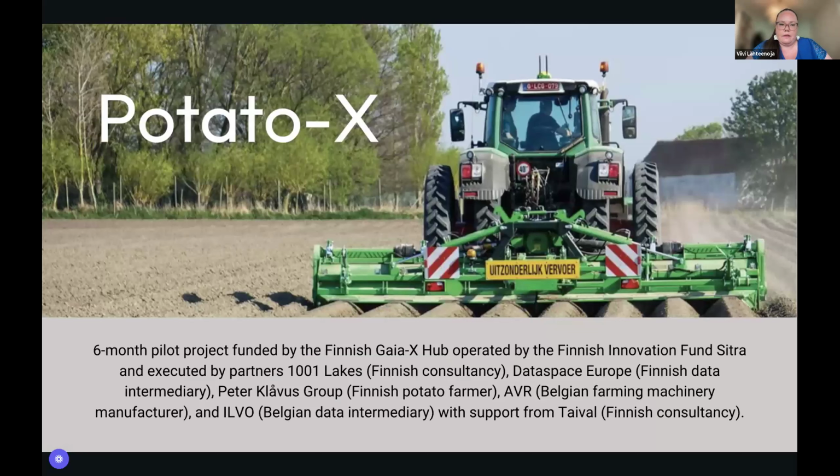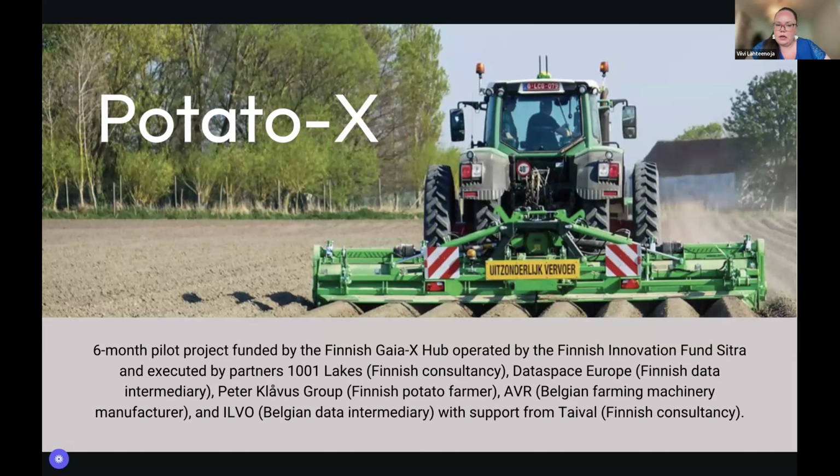So the Potato X project that I'll go into next was a very short project. It was a 6-month pilot. It was funded by the Finnish Gaia-X Hub that was operated by the Finnish Innovation Fund Sitra. And it was executed by a number of partners. So I was involved on behalf of 1001 Lakes.